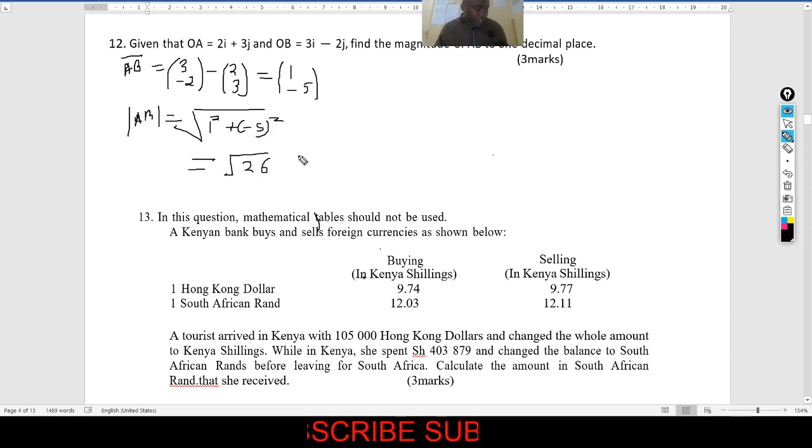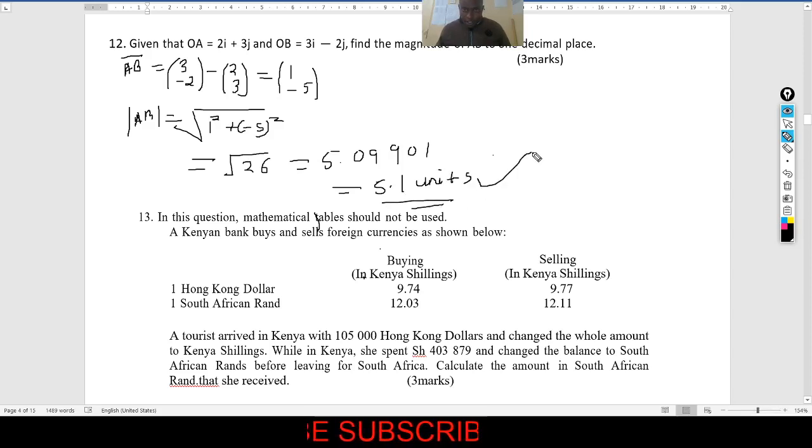So the root of 26 gives you 5.09901. To 1 decimal place that is 5.1 units, because you are not told what the unit is, so you say it is units. So that is the magnitude, 5.1 units.